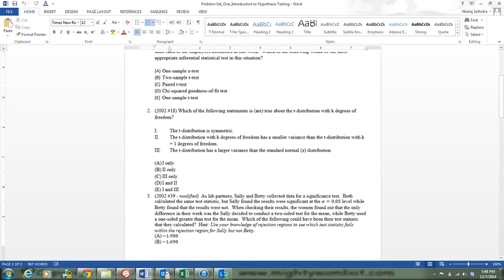The t-distribution has a larger variance than the normal z-distribution. That's right. So 1 and 3 are correct, so answer choice E is the right answer here.